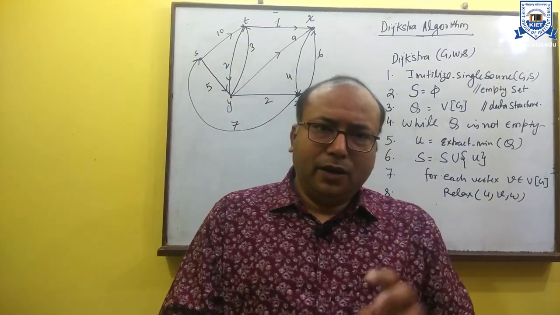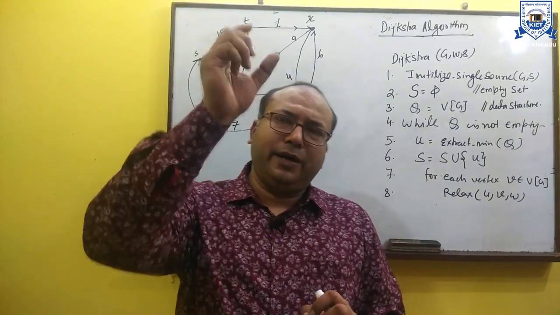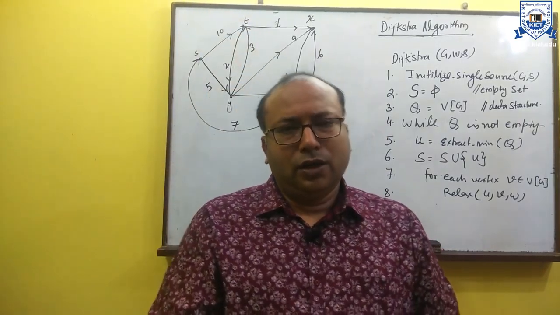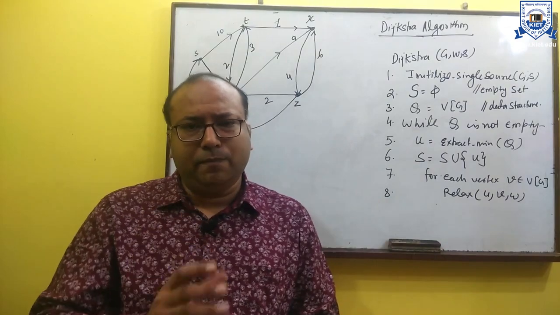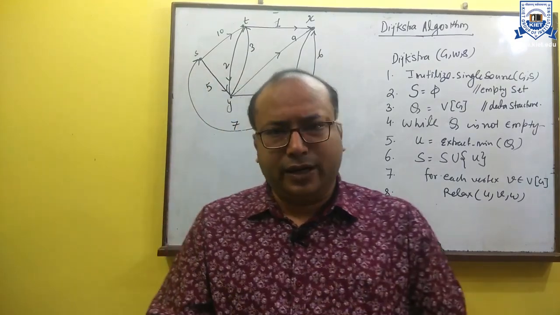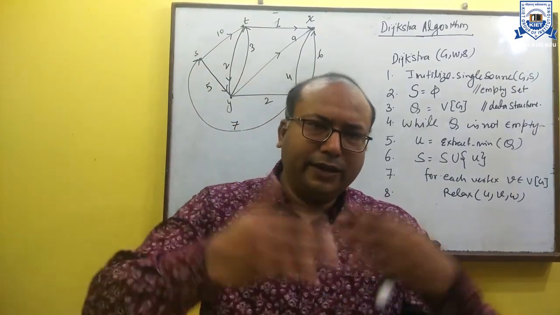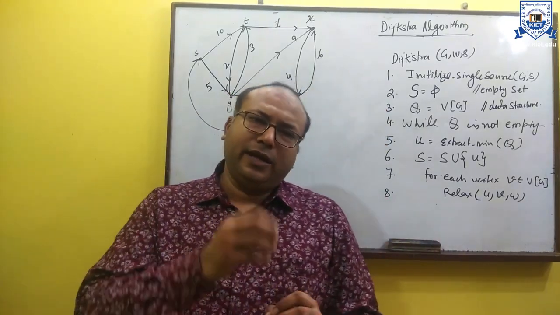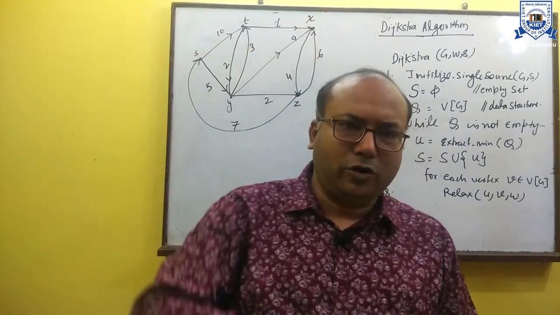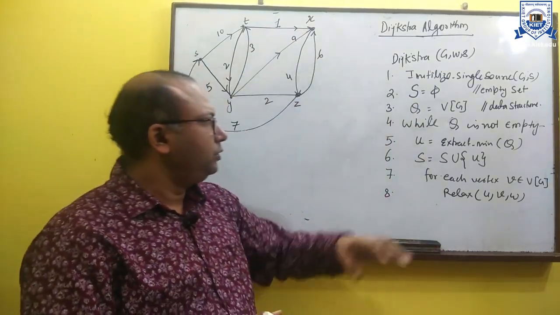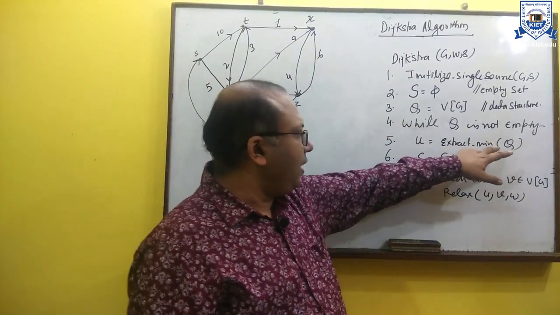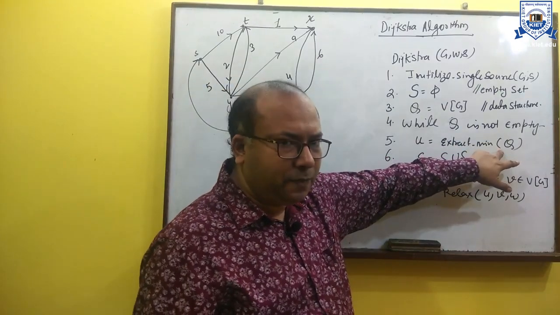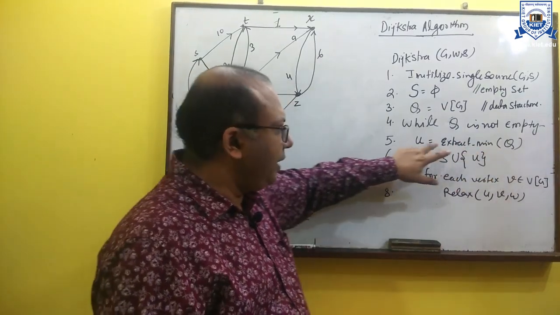In a binary heap, you will always find the minimum element at the top of the tree, the top of the heap, and you can easily extract it from there. The heap will then reheapify, and the next time another minimum element will automatically be at the top. So in line number 5, we are extracting the minimum element as per the distance value, and we are naming it u.